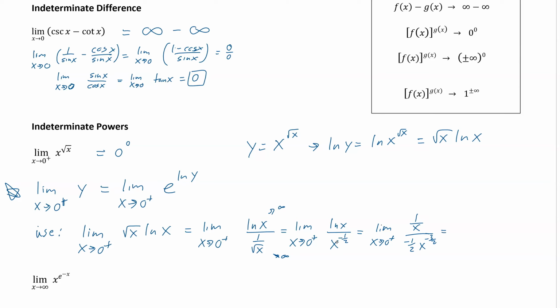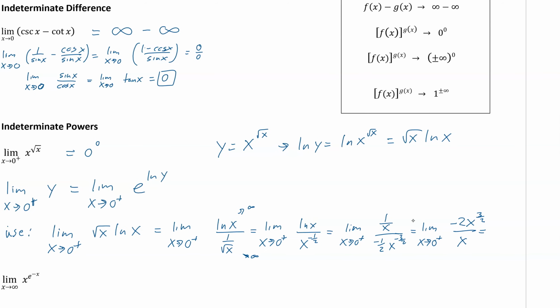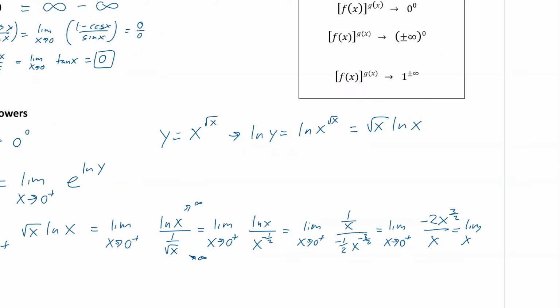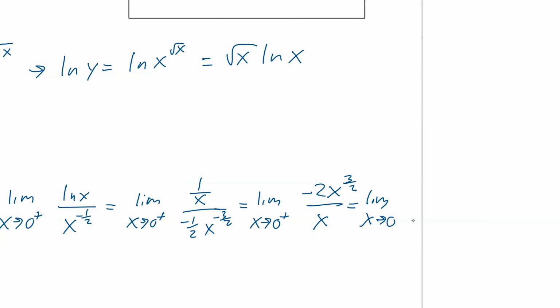And then we simplify. So this is the limit as x approaches 0 plus. Then this would now move up, that would move down, and the negative 2 goes to the top. So we end up with negative 2 x to the 3/2 over x, which is the limit as x approaches 0 plus of negative 2x to the, and then 1 take away from 3/2 is 1/2. So now if you plug in 0, we get 0.